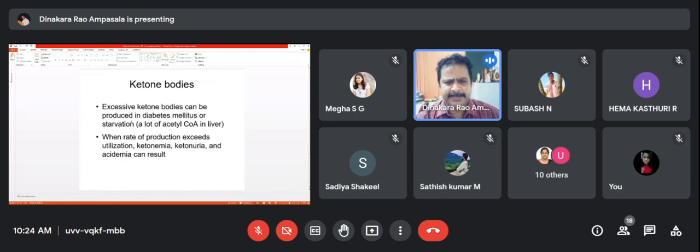So if you see ketone bodies, excess ketone bodies can be produced in diabetes mellitus or in starvation. When excess ketone bodies are produced, we can find ketonuria and ketonemia, and acidemia can result. Okay, you can see ketone bodies in urine as well as serum, and a more acidic condition is generated inside the system.